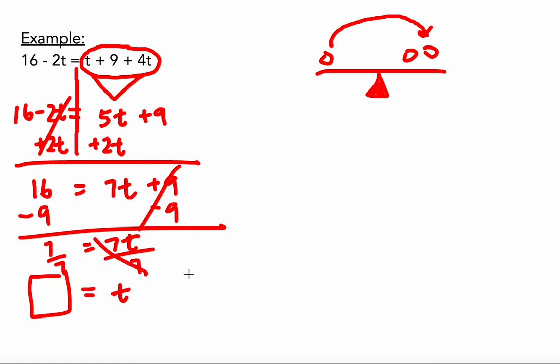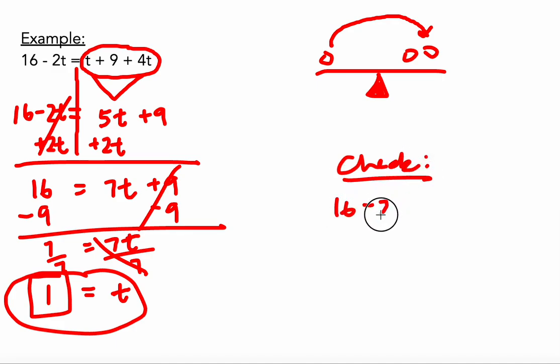7 divided by 7 cancels out to 1, not 0. This is not 7 minus 7. This is 7 divided by 7. 7 divided by 7 is 1. So t equals 1. Let's check it.